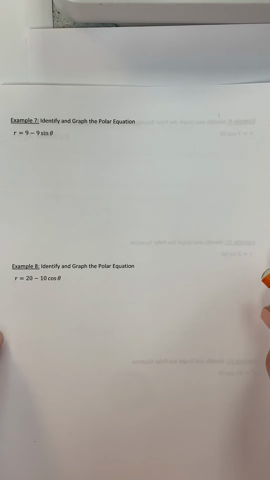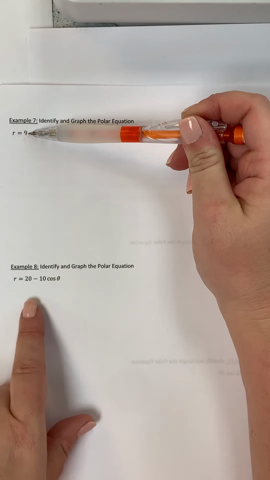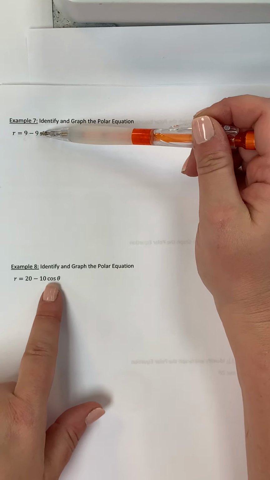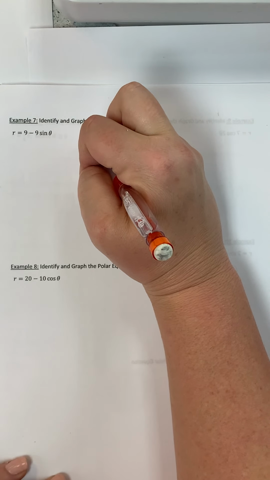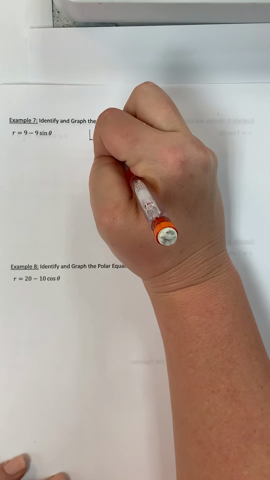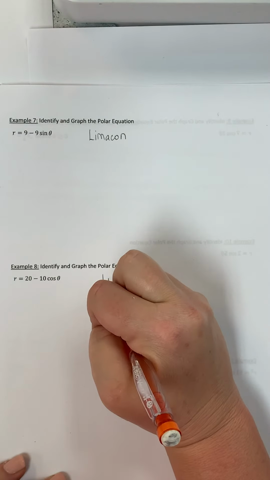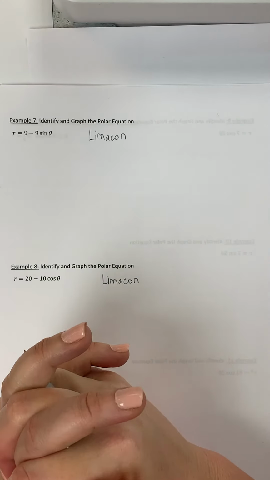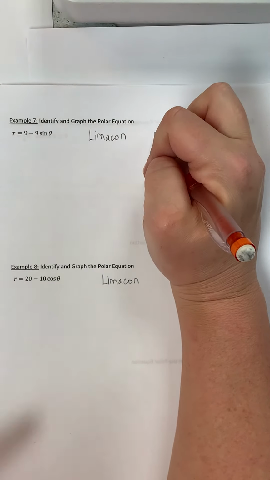Example 7, let's move on to some other types. For 7 and 8, I notice they're very similar. I have a constant minus a coefficient and a trig term. Anytime I see that, I know I'm talking about a limacon. Now, they may be different types of limacons depending on the ratio of a and b, but I know they're both limacons.